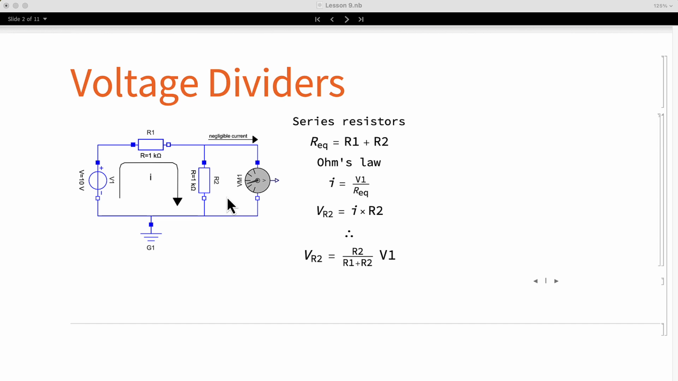Voltmeters usually have a very large input resistance, and for that reason, we can make the assumption that practically no current is flowing into it. If that's the case, the current that flows through both resistors is practically the same.